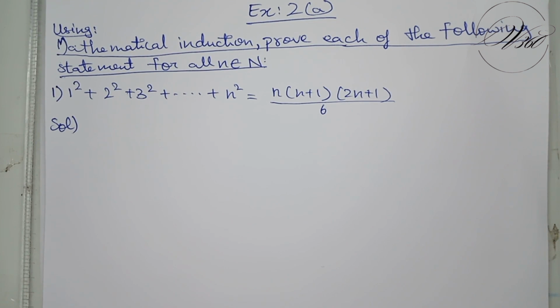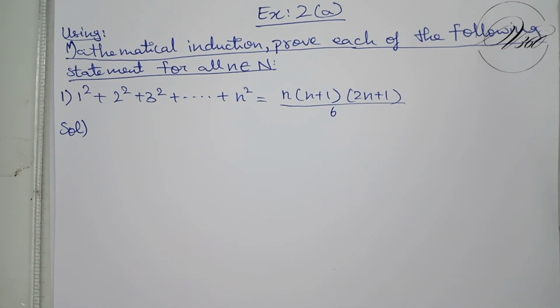Now I will read the question again. Using mathematical induction prove each of the following statements for all the variable n belongs to natural numbers. Okay, the first question here is 1 square plus 2 square plus 3 square plus till n square is equal to n of n plus 1 of 2n plus 1 by 6. Okay, now we will solve the problem.